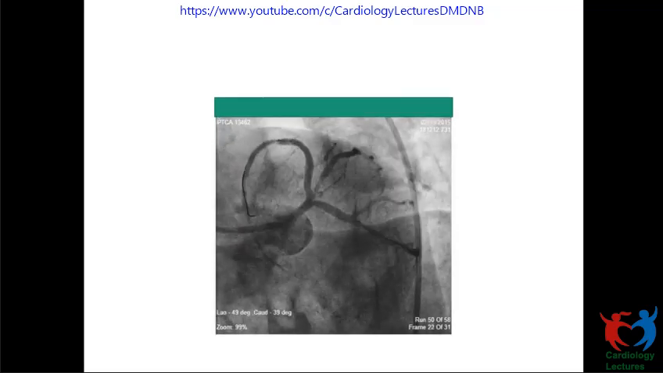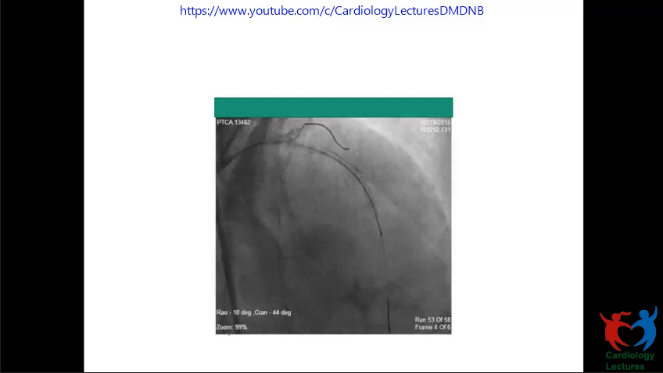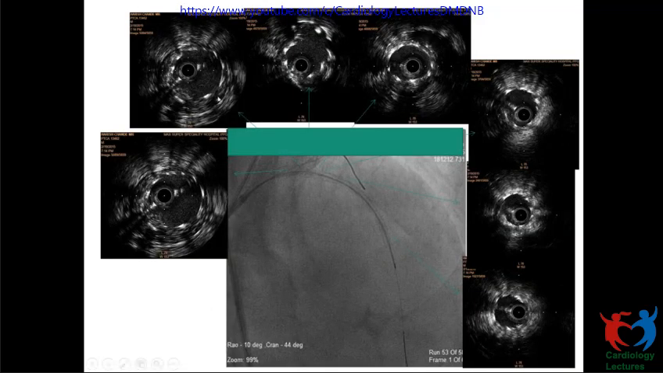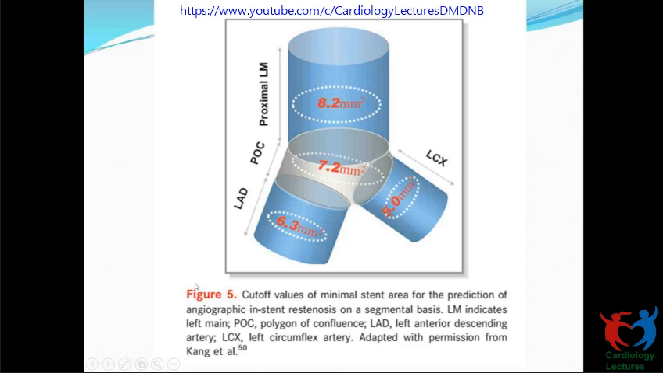Then we did IVUS, and these are the frames from the IVUS. So we saw right away from left main through the entire course of the LAD, and then we had seen through the LCX also. So almost everywhere the stent was well apposed and the area was reasonably achieved. So just an IVUS picture.